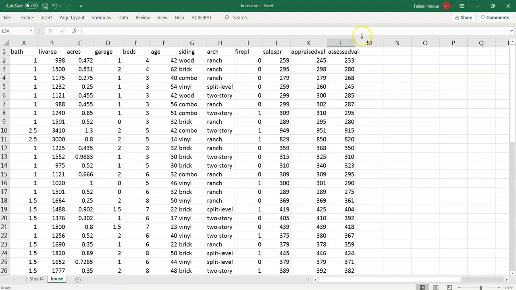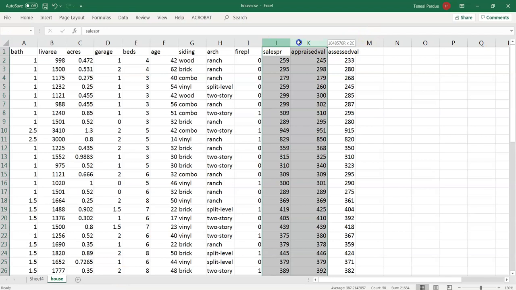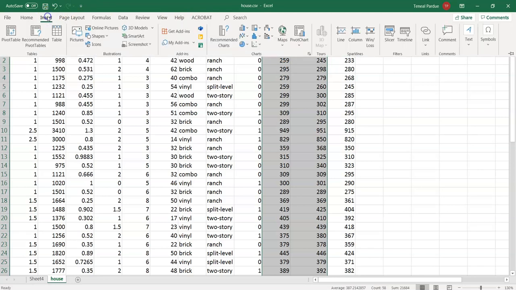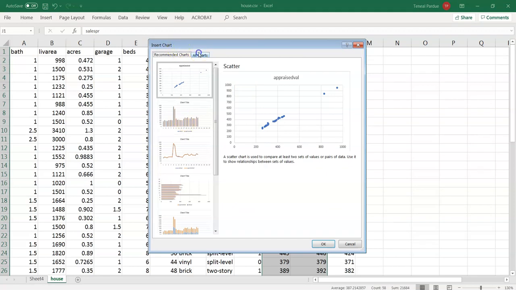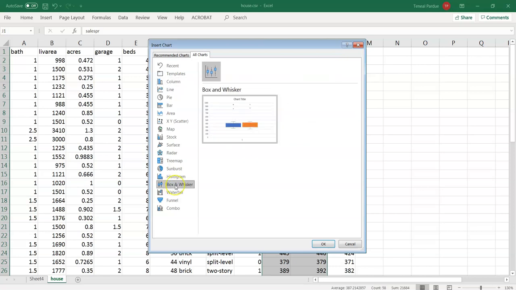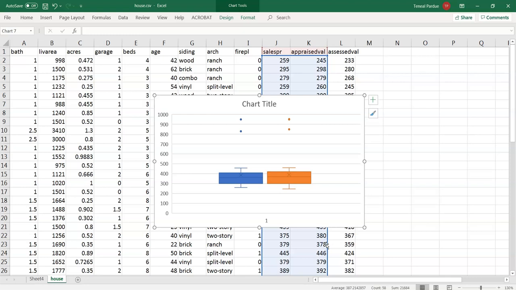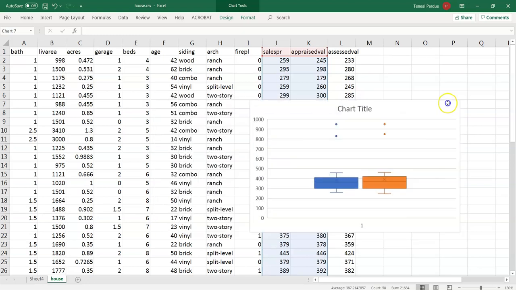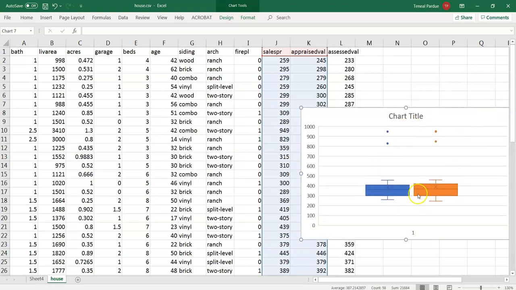So the side-by-side box plot, I'm going to highlight those two columns because those are the two we're interested in, sales price and appraised value. And I'm going to go to Insert. And under All Charts, I'm going to pick Box and Whisker. And click OK. Okay, I'm going to give it a better title and a legend and whatever. But from that, you can see that they look like they're almost exactly the same. So the appraisers did a pretty good job.